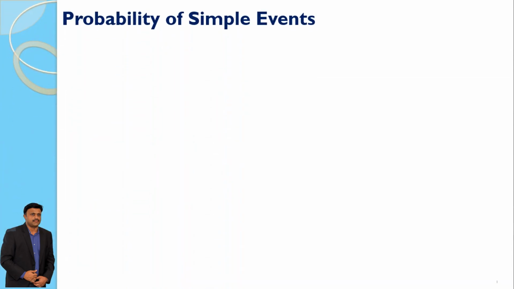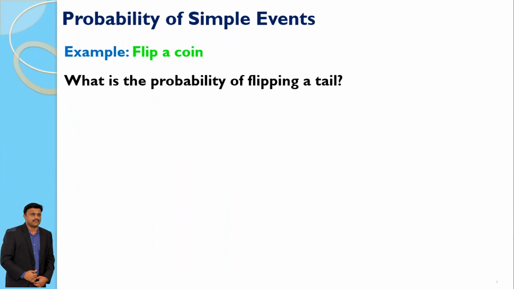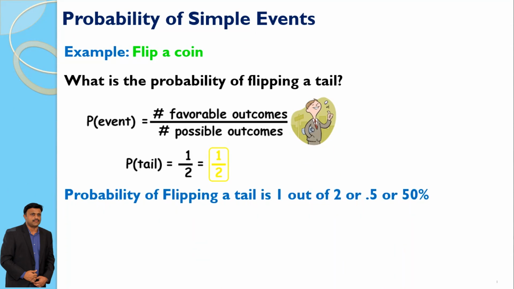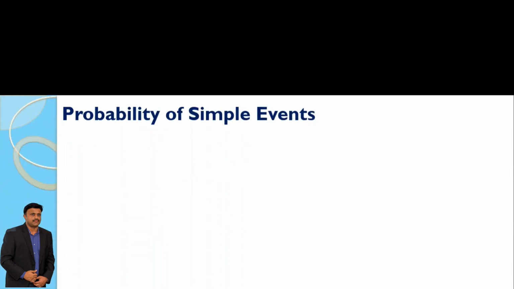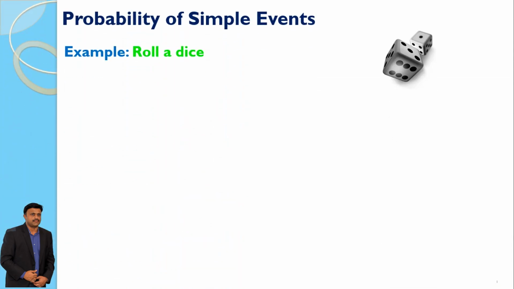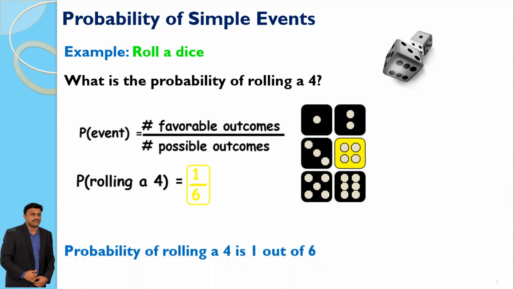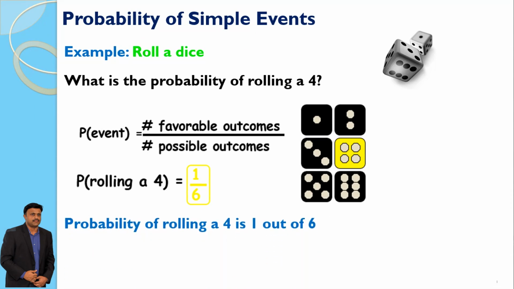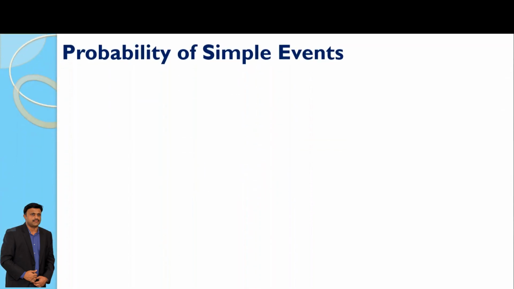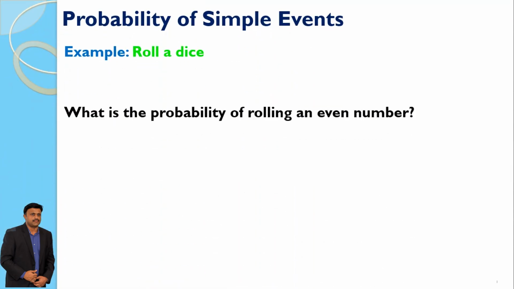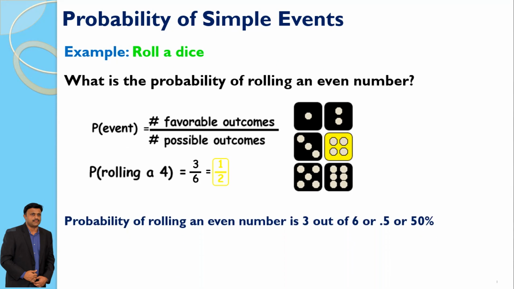To find the probability of flipping a tail, divide the number of favorable outcomes by the number of possible outcomes. The probability is 1 out of 2, or 50%. To find the probability of rolling a 4, divide the number of favorable outcomes by the number of possible outcomes. The probability is 1 out of 6. To find the probability of rolling an even number, divide the number of favorable outcomes by the number of possible outcomes. The probability is 3 out of 6, or 50%.